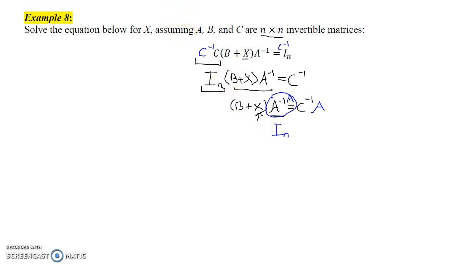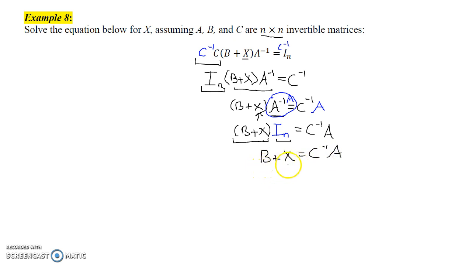That's just what the inverse of a matrix does: when you multiply a matrix by its inverse, it gives you the identity matrix. And so I still have the B plus x here, and now it equals C inverse times A, and then multiplying any matrix times the identity matrix is just going to give me back that same matrix. So B plus x here equals C inverse A.